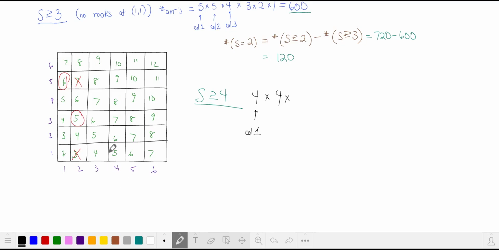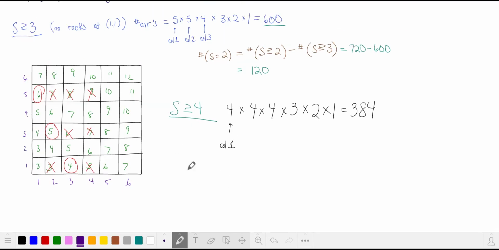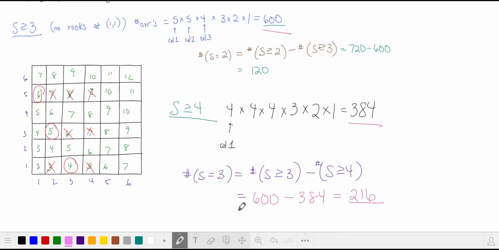Let's say it's this one. Now in column 3, if we want to place a rook, we can't place it here in row 3 or in row 5. That leaves us 4 squares in column 3. Let's place a rook over here. This leaves us 3 choices for column 4, 2 choices for column 5, and 1 choice for the last column. This gives us 384 arrangements of 6 rooks that produce a score greater than or equal to 4. Calculating the number of arrangements where the score is equal to 3, we'll take the number of arrangements where the score is greater than or equal to 3 and subtract the number of arrangements where the score is greater than or equal to 4. That's 600 minus 384, or 216 arrangements that produce a score equal to 3.